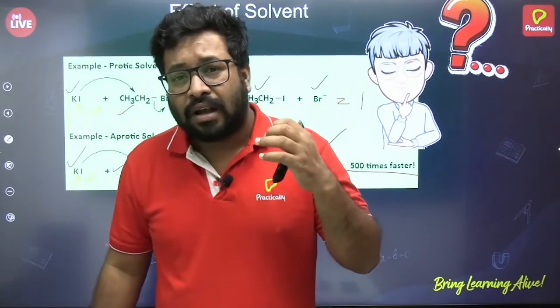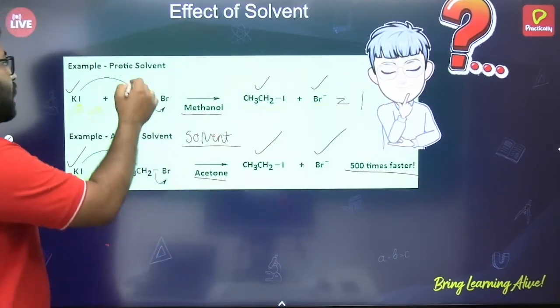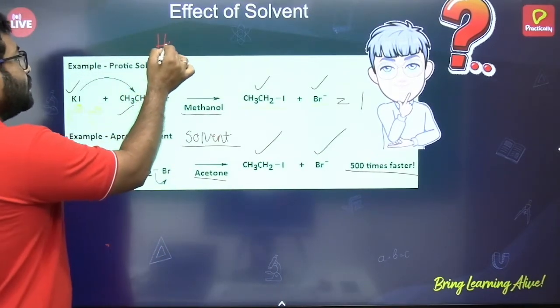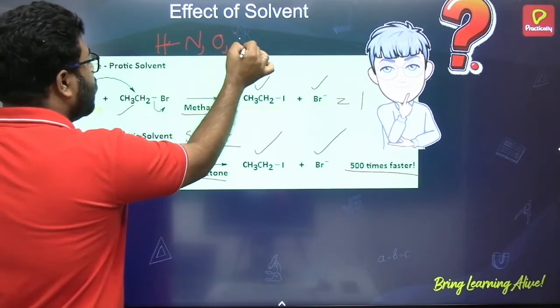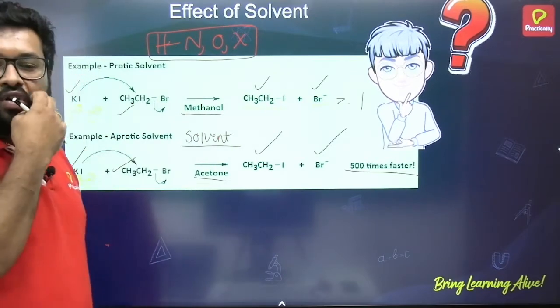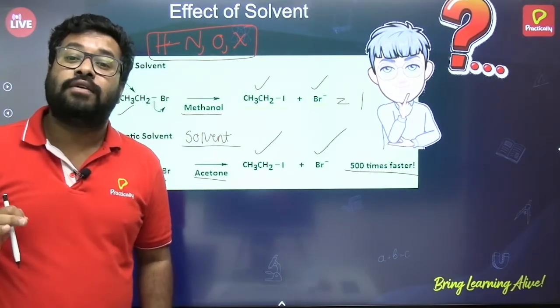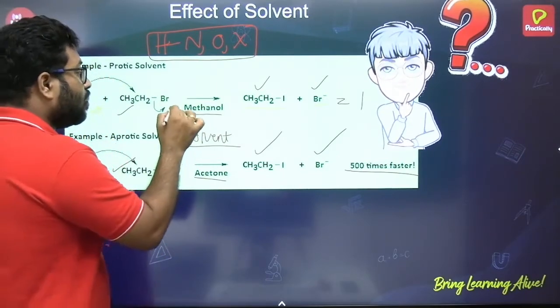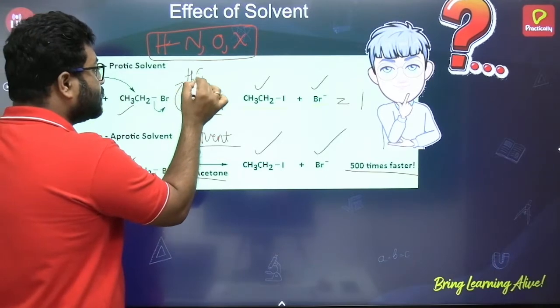So, what are polar protic solvents? Polar protic solvent means the solvents where hydrogen is attached to either nitrogen, oxygen, or halogen. Whenever you see hydrogen attached to nitrogen, oxygen, or halogen, those types of solvents are called polar protic solvents. As you can see, methanol. The methanol structure goes like this: CH3OH.